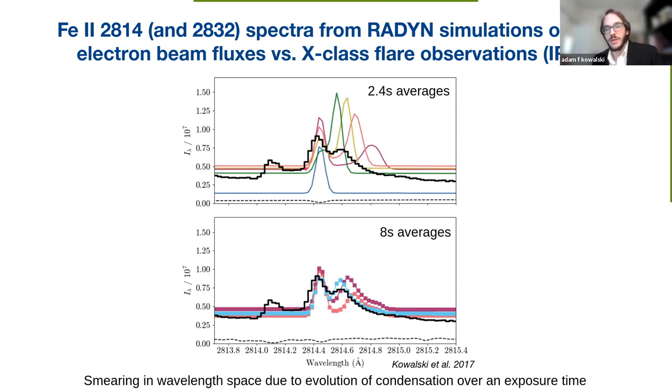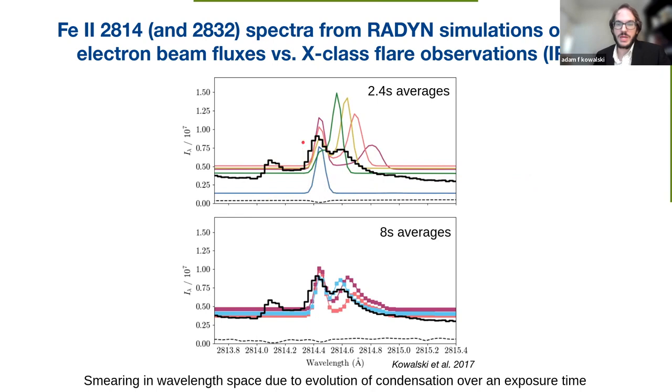We see an emission component around the rest wavelength here, and then we see a broadened redshifted component in the iron-2 right here. This here is an iron-1 line, which shows similar features. Our model, shown as the colored lines, just has the iron-2.